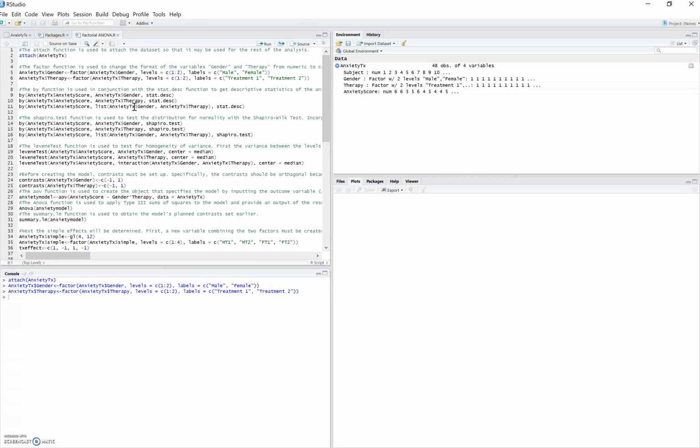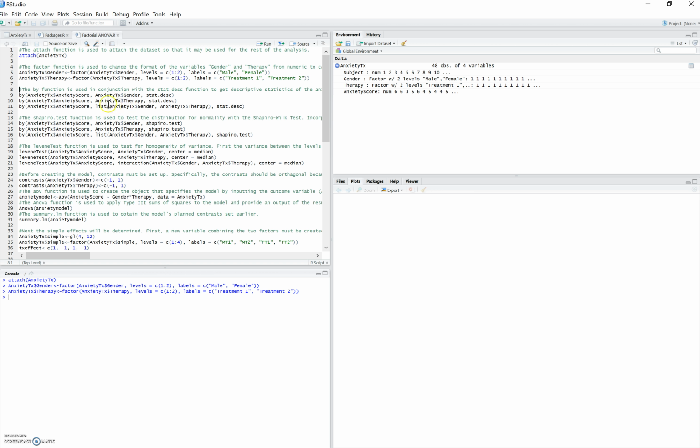Alright, so now that the data set is attached and the factors have been created, next thing is to just look at the data, look at what it looks like, and test some assumptions.